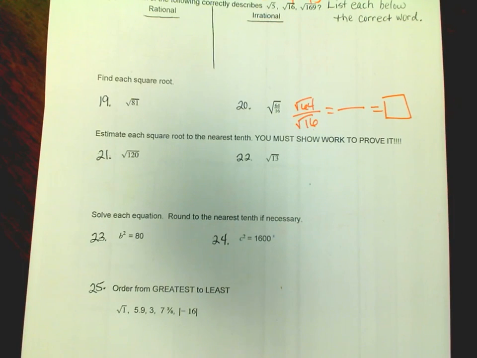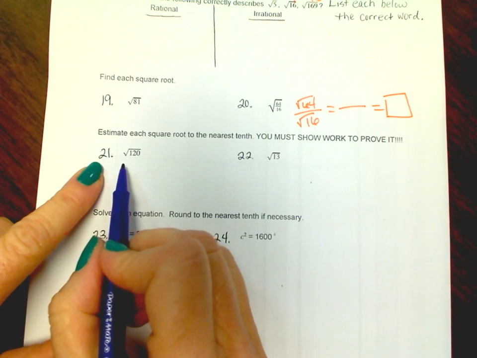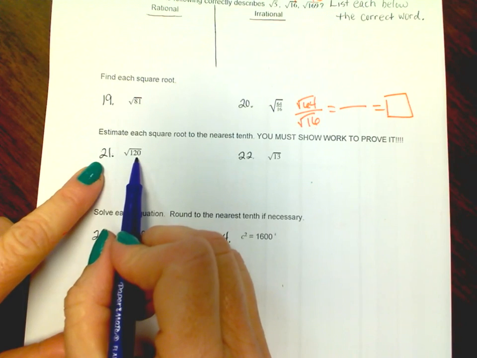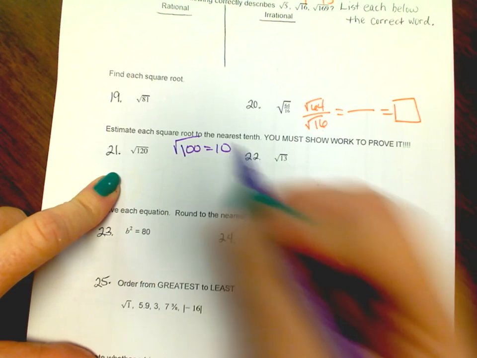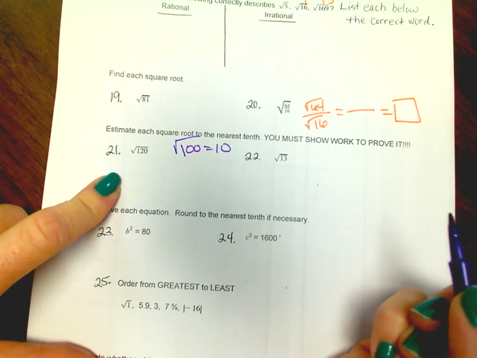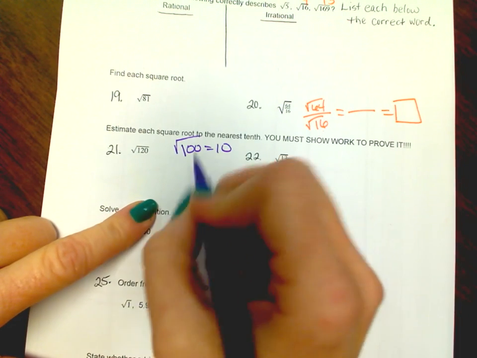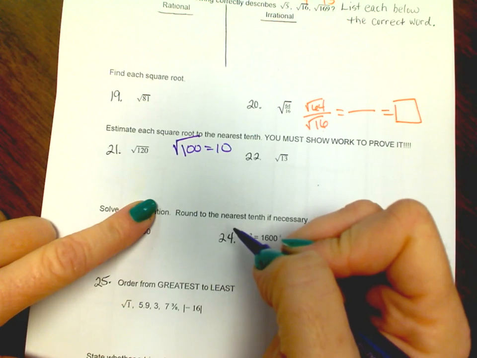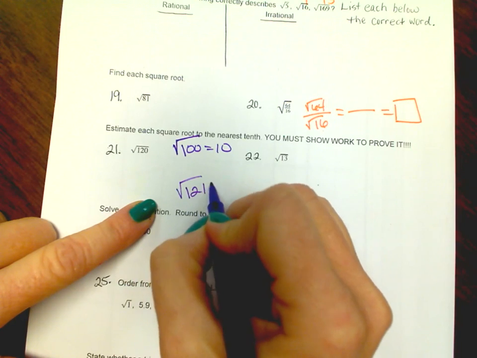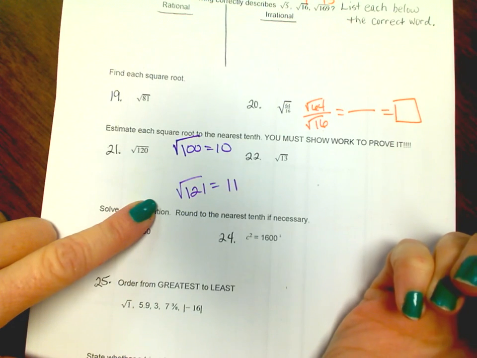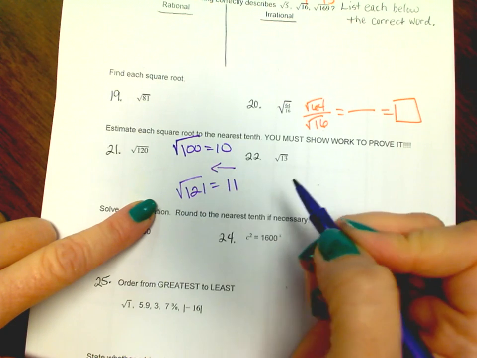21. Estimate each square root to the nearest tenth. You must show work to prove it. Okay, so the square root of 120, well, we know the square root of 100 equals 10. And you can do it on your calculator, that's fine. But if you don't have a calculator, the square root of 100 is 10. So you know it's going to be more than 10. And if you know the square root of 121 is 11, so it's going to fall somewhere in between.